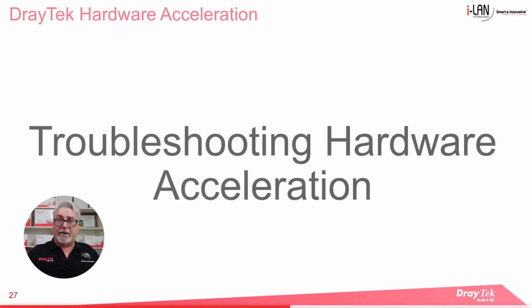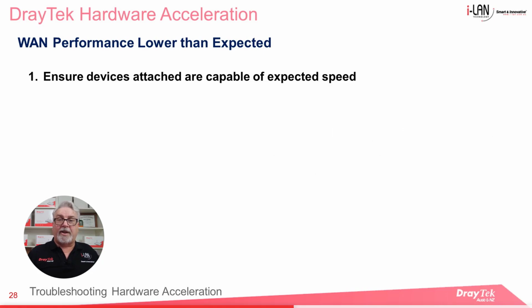If you find that you're not seeing the expected improvement in WAN performance when hardware acceleration is enabled, there are some things you can do to troubleshoot. The first thing to check is that devices attached to the router are capable of the higher speed. You can try using another PC to test, and maybe another router to verify it is not a problem with the router. The next thing to check is that you have the correct physical link speed for the internet connection.